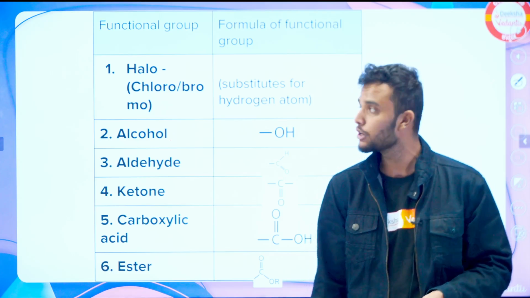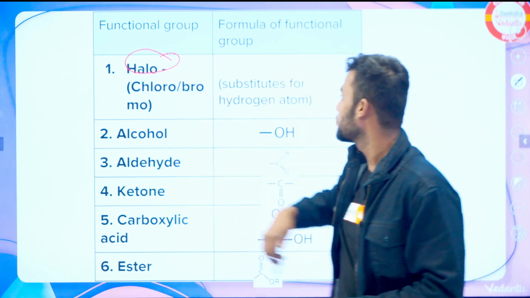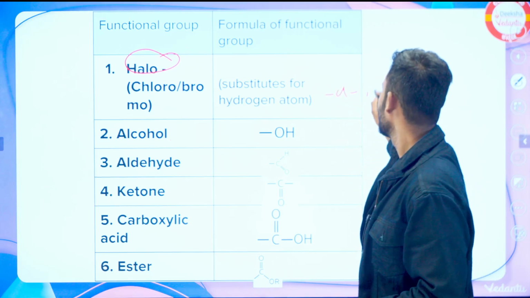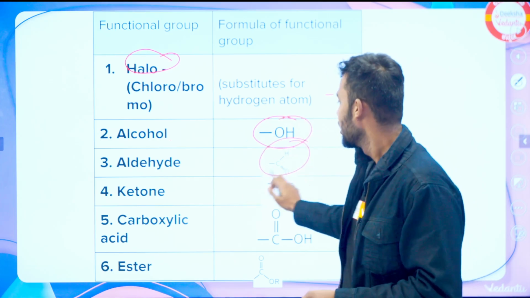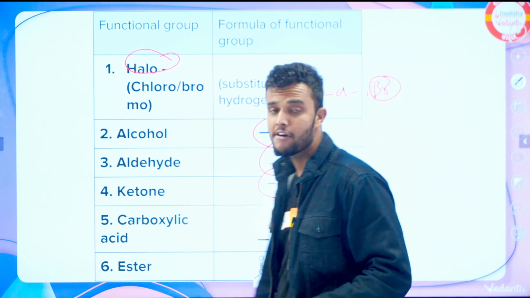Okay students, let's discuss some functional groups. Examples of functional groups: halo, which is nothing but the halogen group, with symbols like Cl, Br. Next, alcohol, the OH group, with symbol R-OH. Ketone, carboxylic acid, we are all familiar with these.